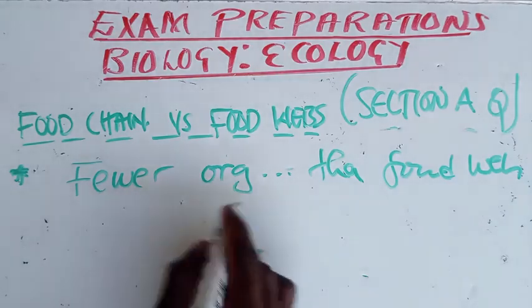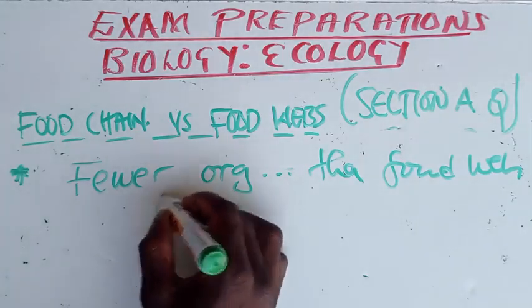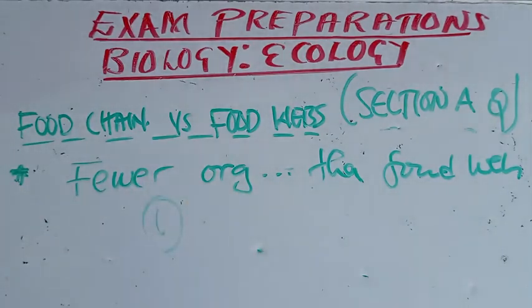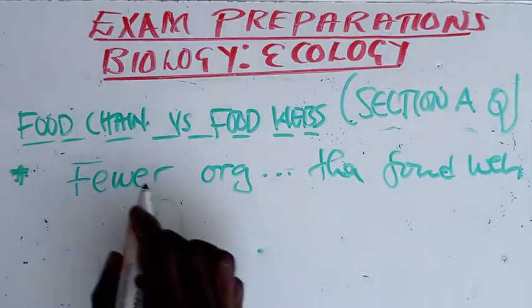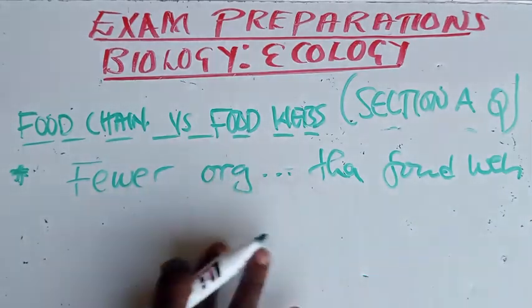We said a food web is an interlinked group of feeding relationships, or a group of interlinked food chains. Meaning there are a lot of food chains, and that is actually what is causing this food web to have a lot of organisms. But when we talk of a food chain, it's just one sequence. That is why we are having fewer organisms. So that is the second basic key difference.